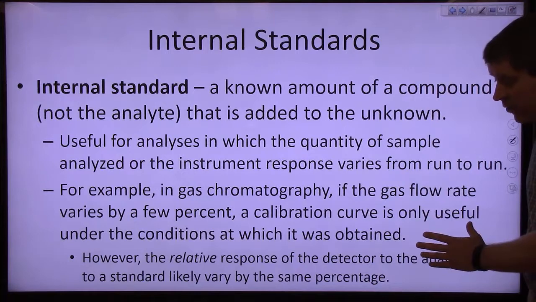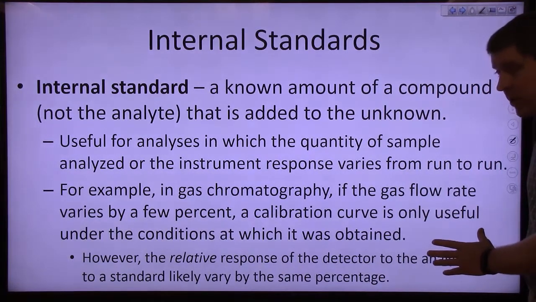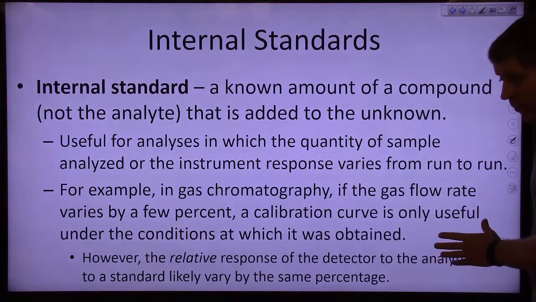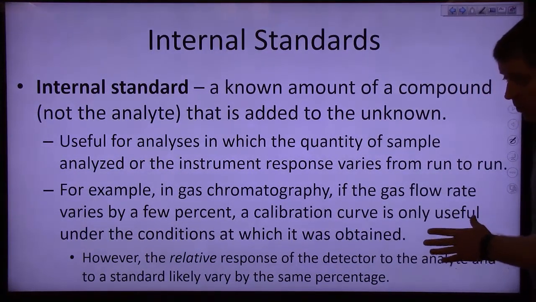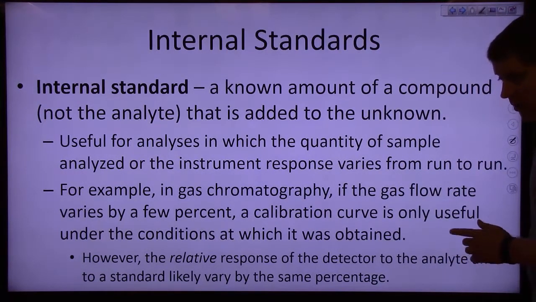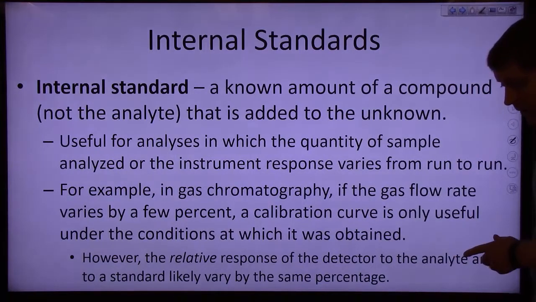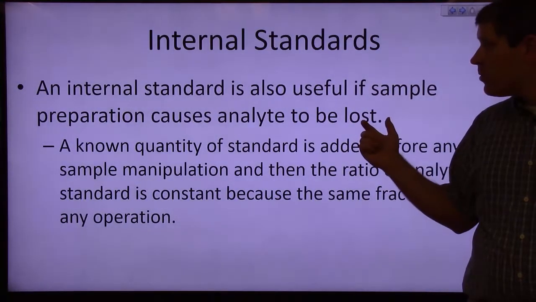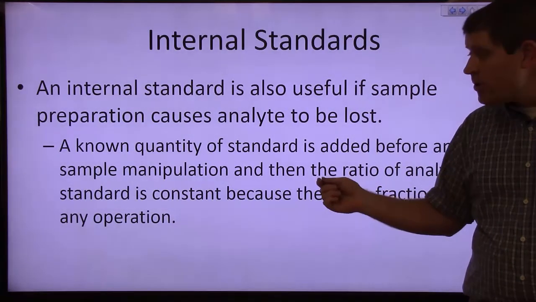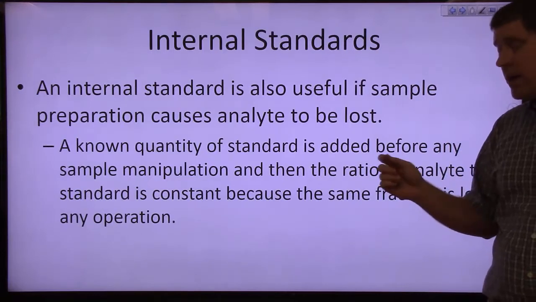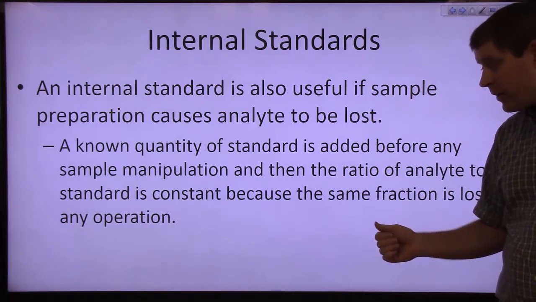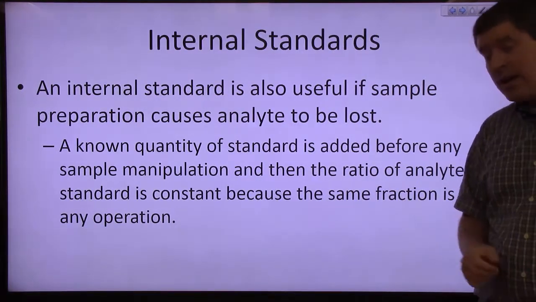For example, in gas chromatography, if the gas flow rate varies by just a few percent, a calibration curve is only useful under the conditions at which it was obtained. However, the relative response of the detector to the analyte and to a standard are likely to vary by the same percentage. Now, an internal standard is also useful if sample preparation causes some analyte to be lost. In this case, a known quantity of standard is added before any sample manipulation, and then the ratio of analyte to standard is constant because the same fraction is lost in any operation.